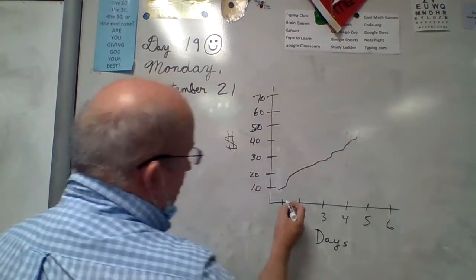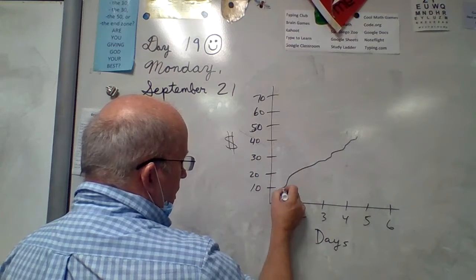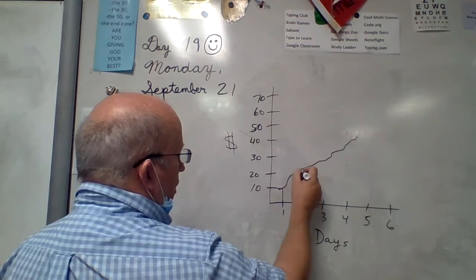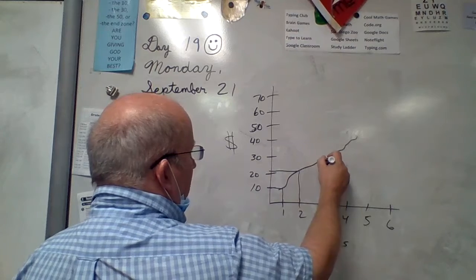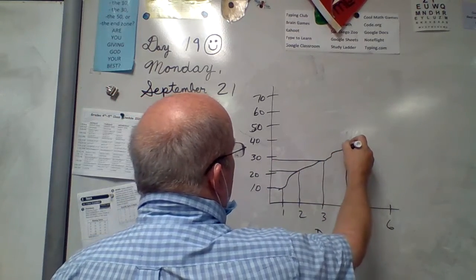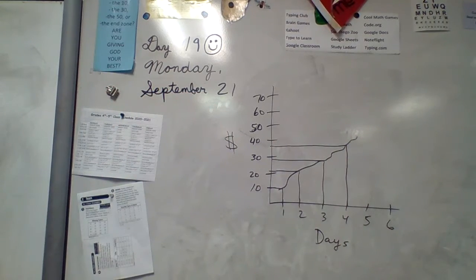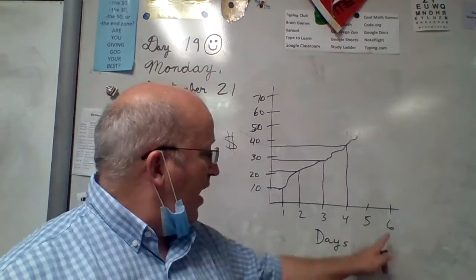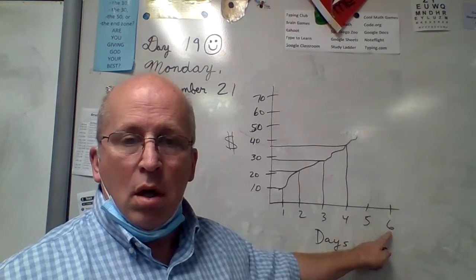Hopefully you can see that whoever we're talking about, on day 1, had about $10. On day 2, a little bit more than $20. On day 3, a little bit less than $30. And on day 4, about, I'm going to say, $37. If I said to you, predict how much money they would have on day 6, what would you say? Would you say $10?